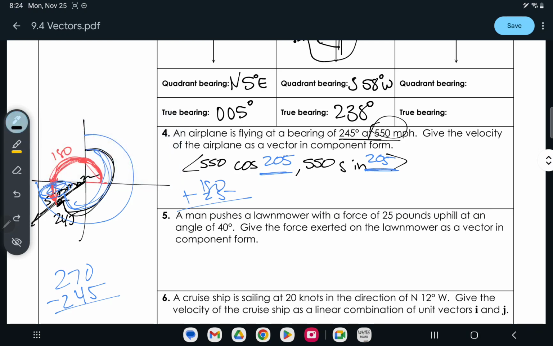And then I can throw these in a calculator. 550 times cosine of 205 is negative 458.47, and 550 sine of 205 is negative 232.44.